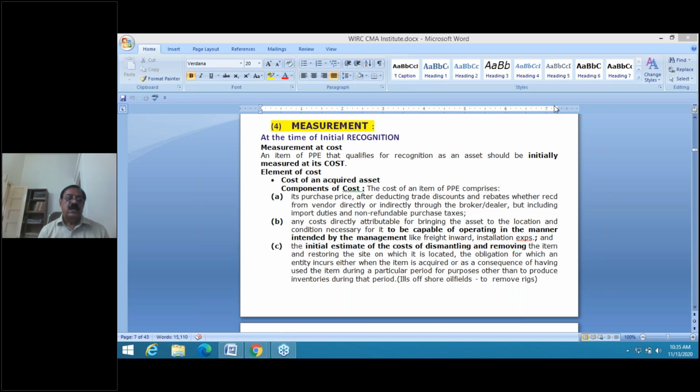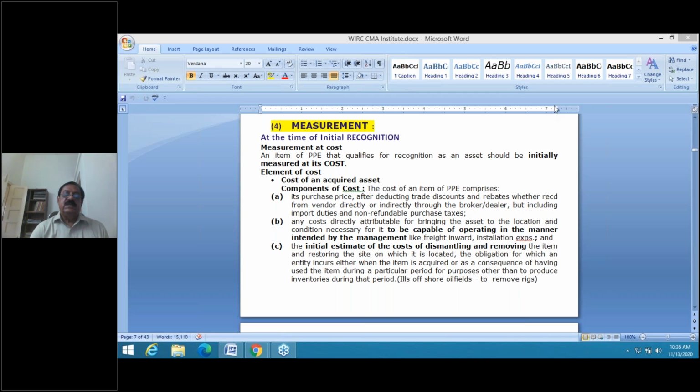But then what is the cost? So what are the elements of cost, friends? So these are the elements of cost. First is purchase price after deducting trade discounts and rebates, whether received from vendor directly or indirectly through the broker or dealer. Suppose you have purchased directly from the manufacturer, then whatever discount will be given by him, trade discounts and rebates. Remember trade discount. What is trade discount, friend? It is one which is offered to everybody. You have not to beg for it. That is trade discount. And any rebate like quantity rebates or like this is given to you. So that is to be deducted.